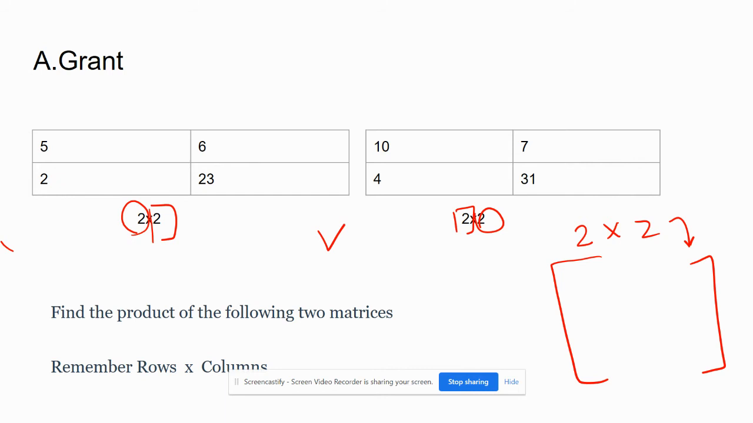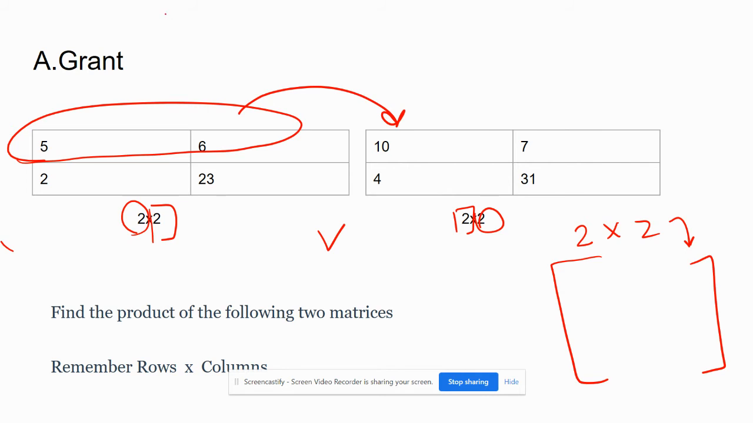2 by 2. So we're going to take the top row, multiply it by the first column. So 5 times 10 plus 6 times 4, which is 50 plus 24, which gives me 74. So that's going to be in the first row and first column. So we're going to put a 74.